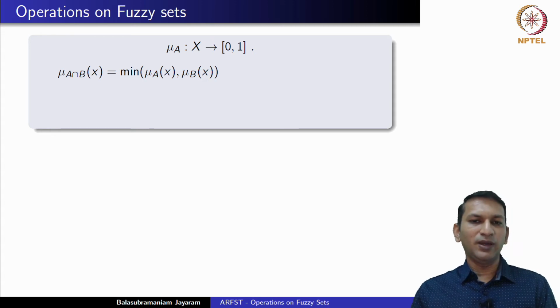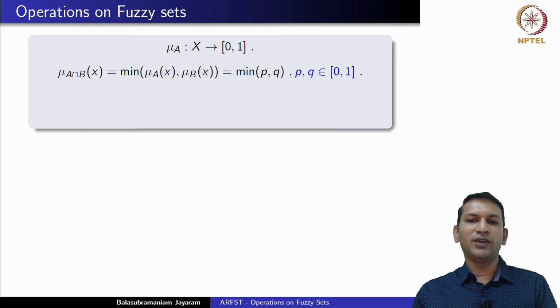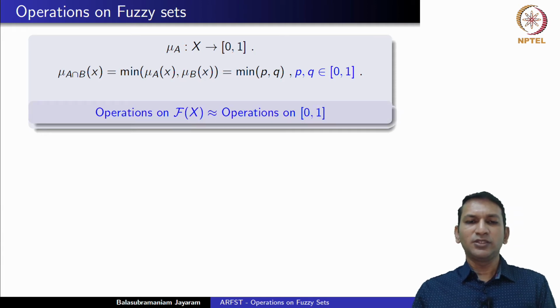But note that, where is the operation on [0, 1] coming into the picture? You will see that mu A of X is actually a value in [0, 1]. Mu B of X is a value in [0, 1]. That means we can look at this simply as a function min of P, Q, where P and Q come from the [0, 1] interval. How does it look on actual fuzzy sets? Remember, fuzzy sets are functions from X to [0, 1]. So this is what we meant by saying operations on the set of fuzzy sets can actually be looked at as operations on the unit interval [0, 1].